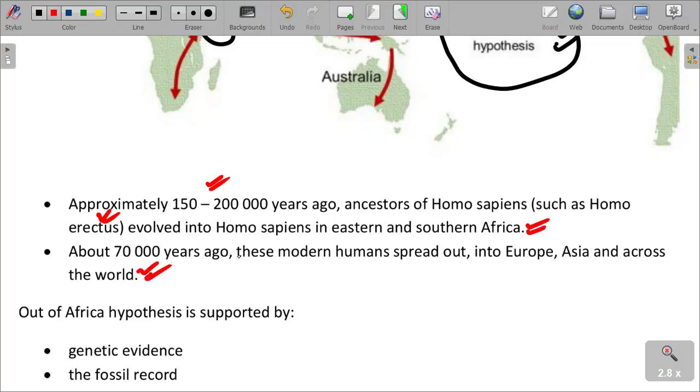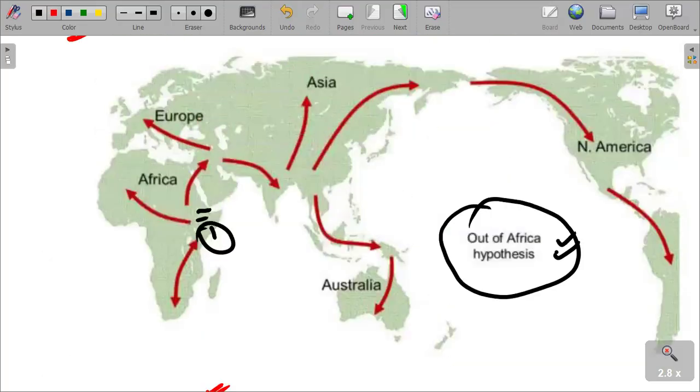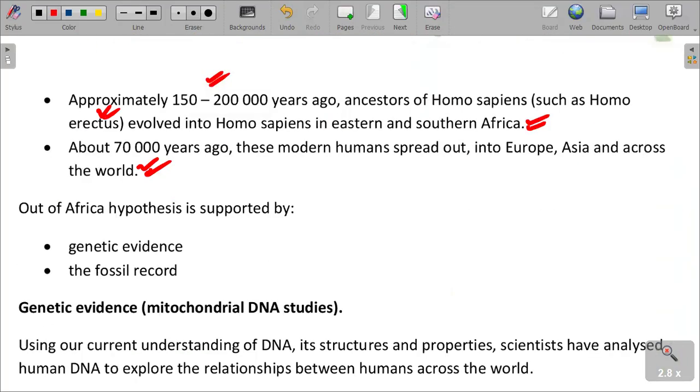So regarding the movement of people across the world, it is assumed that about 70,000 years ago is when the movement started into Europe, Asia, Australia, as well as North America and so forth. There is a journey that the movement took.